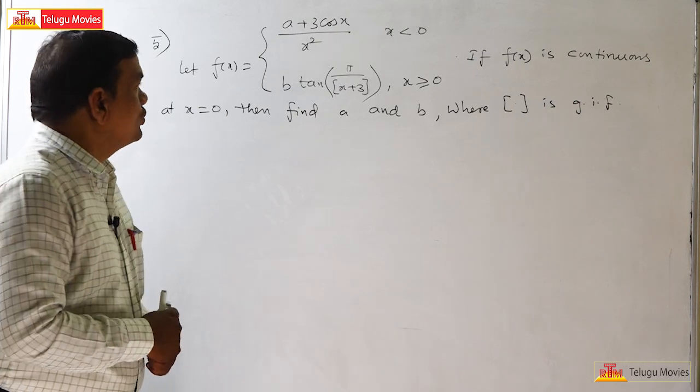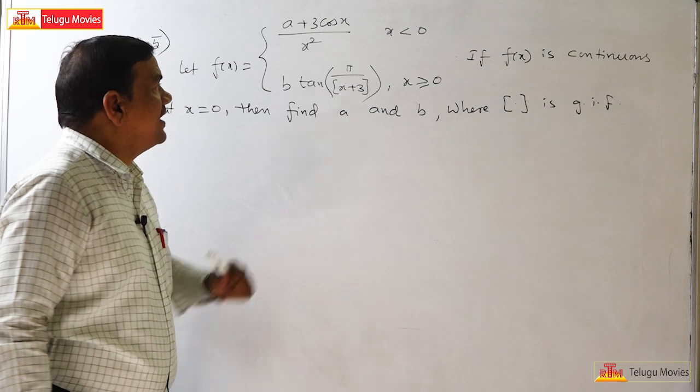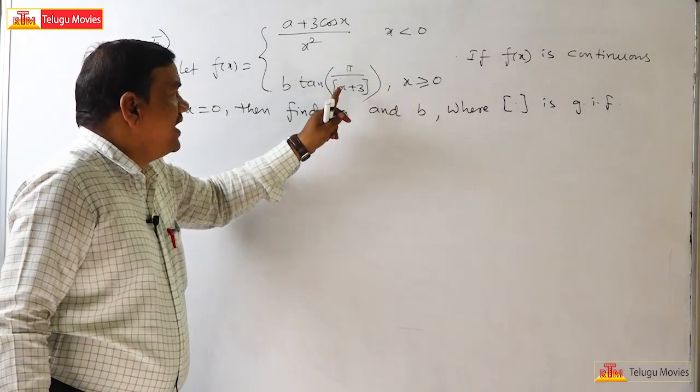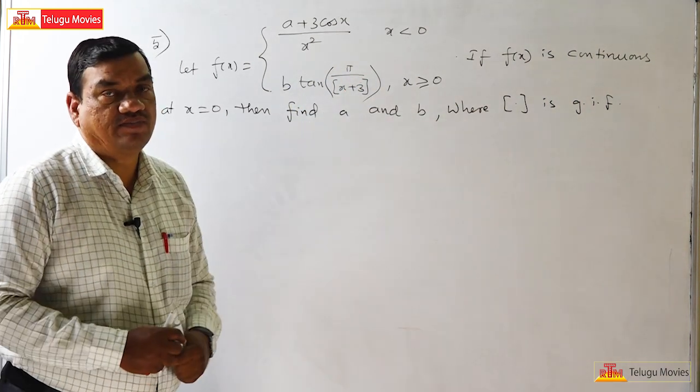Welcome to this problem. So here f of x is equal to a plus 3 cos x by x square where x less than 0, b tan of pi by step of x plus 3.